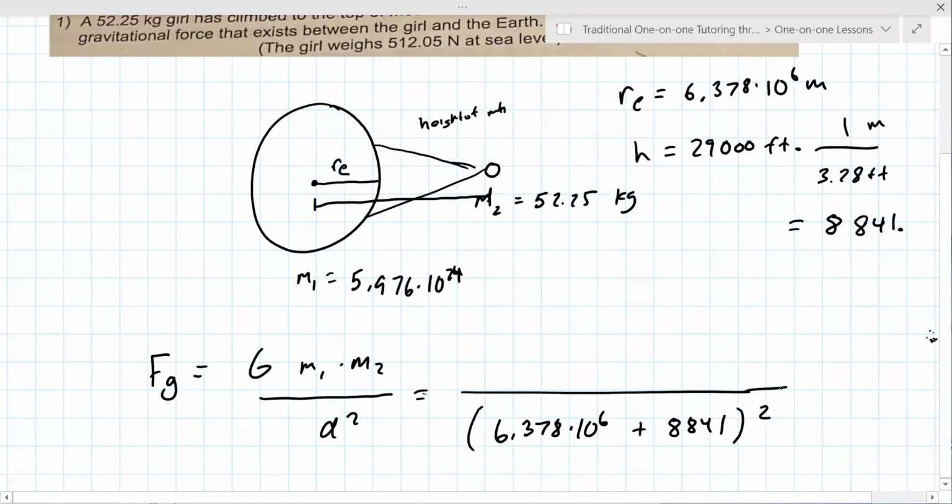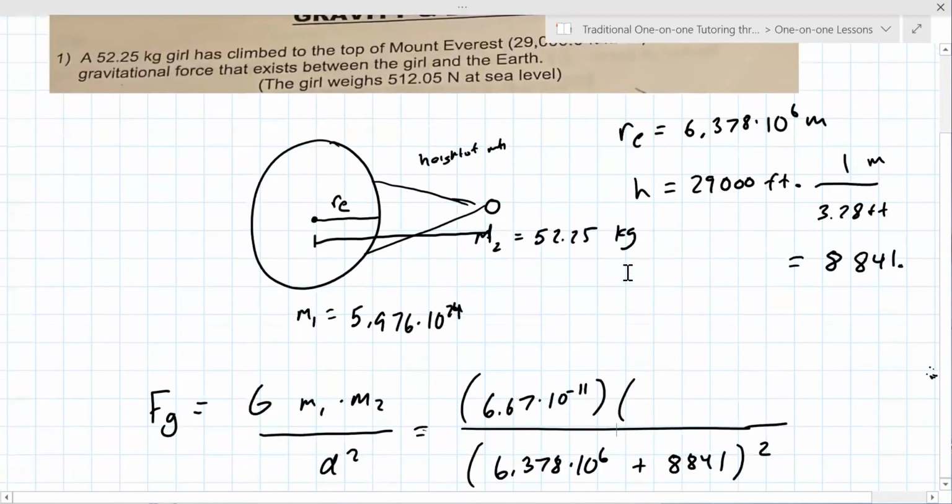And then in the numerator, you have the G, which is 6.67 times 10 to the minus 11. Then you have the mass of both. So the mass of the Earth is 5.976 times 10 to the 24th. Mass of the girl is 52.25. And you go.